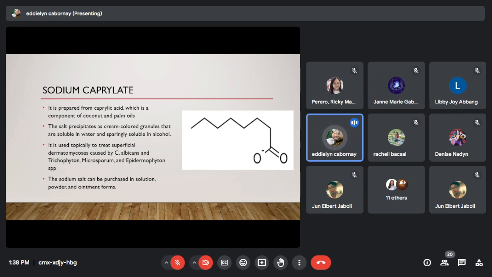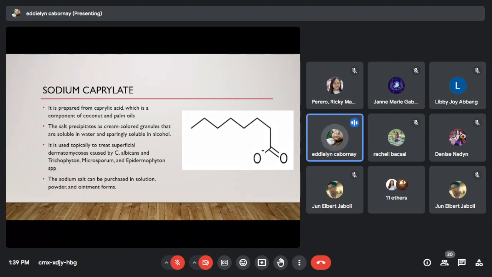So we have sodium caprylate. It is commercially available in various formulations that include solution, powder, and ointment forms. These different forms allow for flexibility in administration and application depending on the specific need of the patient and the nature of the infection being treated. Topical if mild, but if it's severe, then internal.